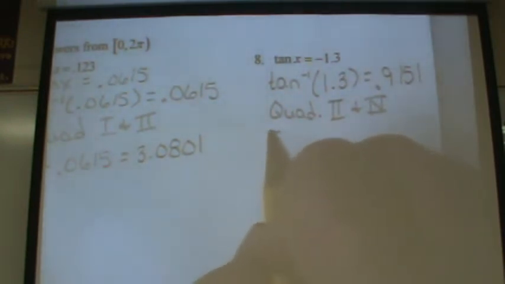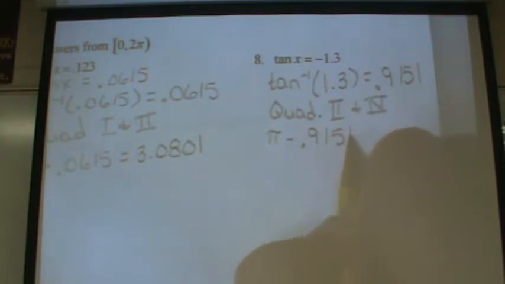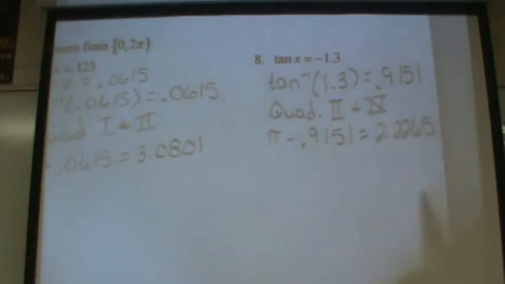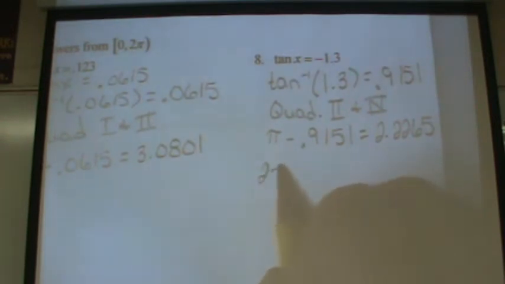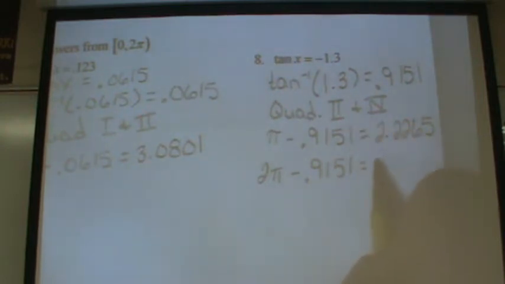So to find 2, we take pi minus that value, so pi minus 0.9151. And that's going to give us 2.2265. And then the fourth quadrant is 2 pi minus our value, which is 0.9151 again. And we get 5.3681.